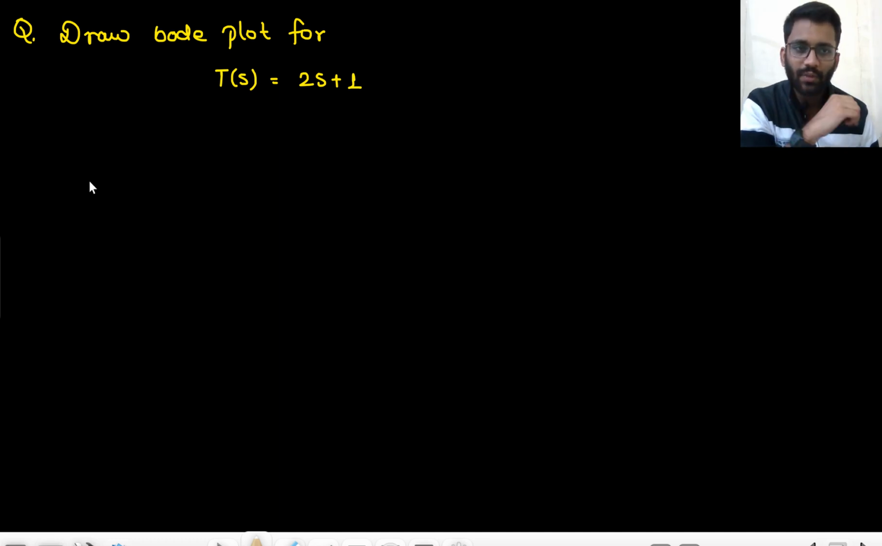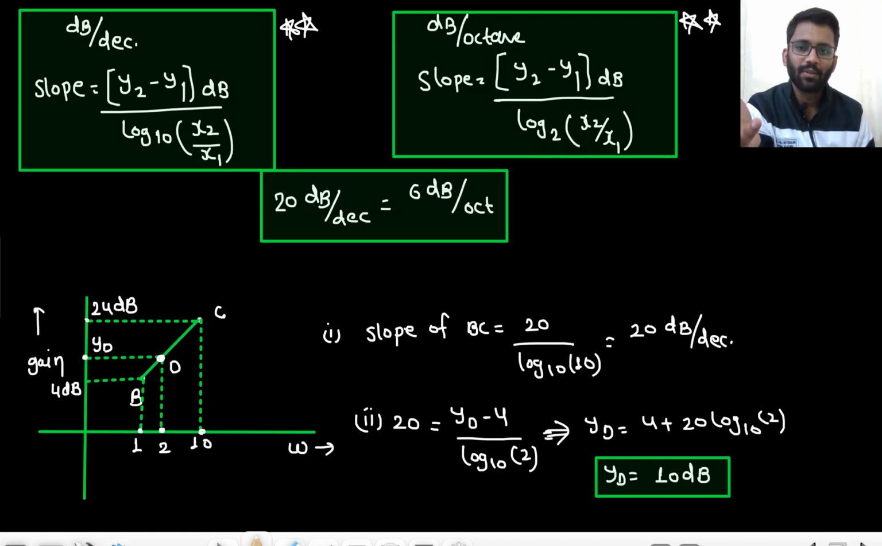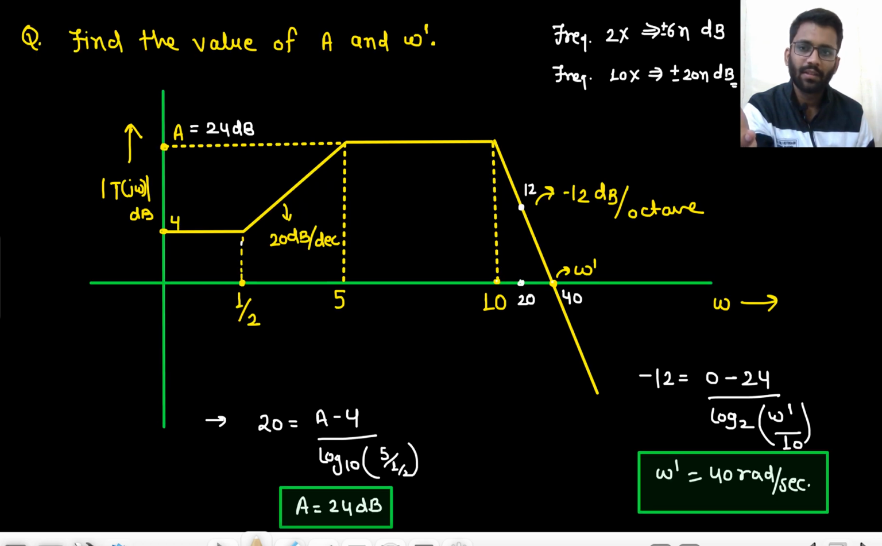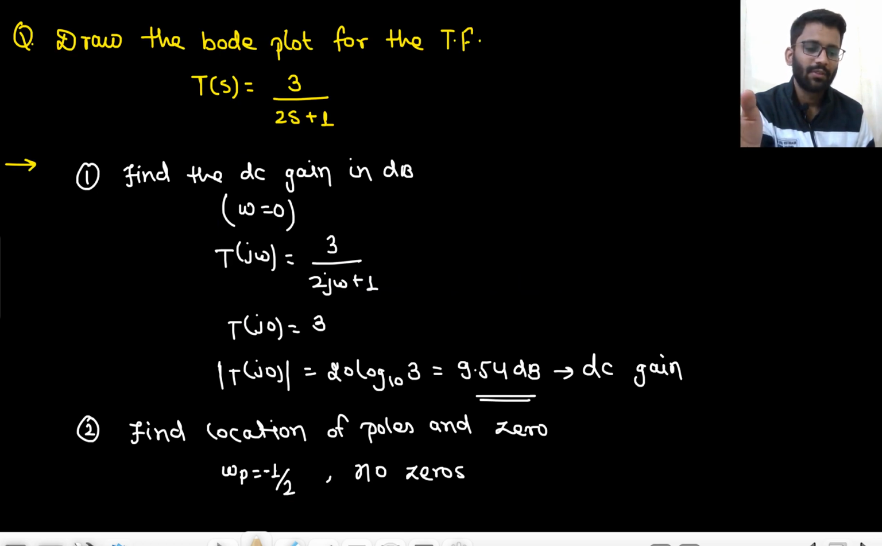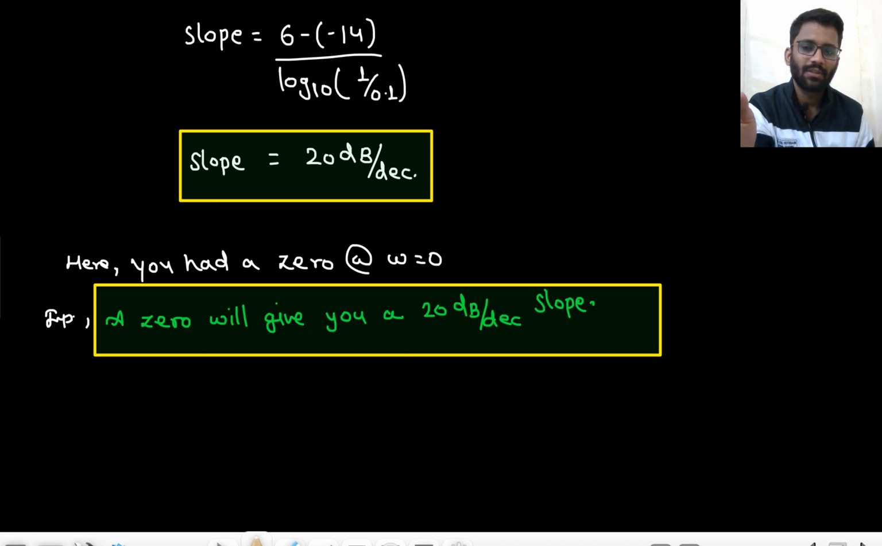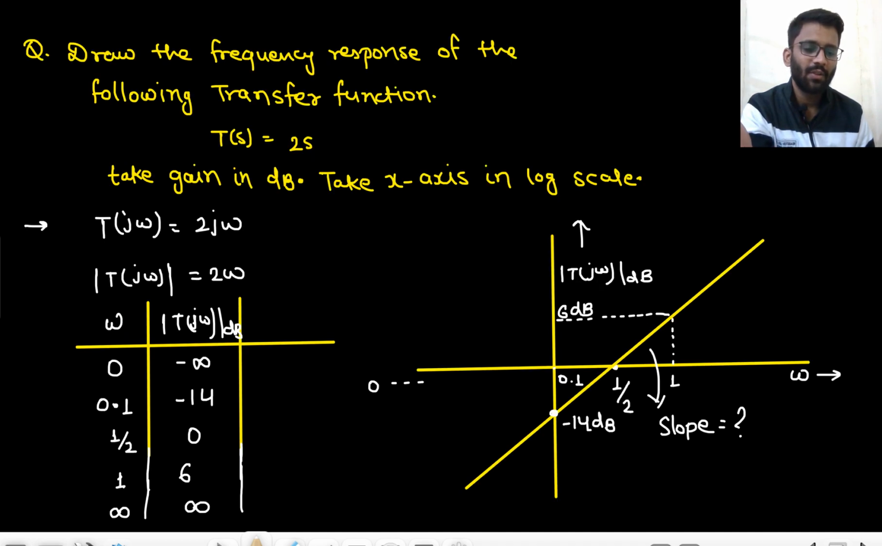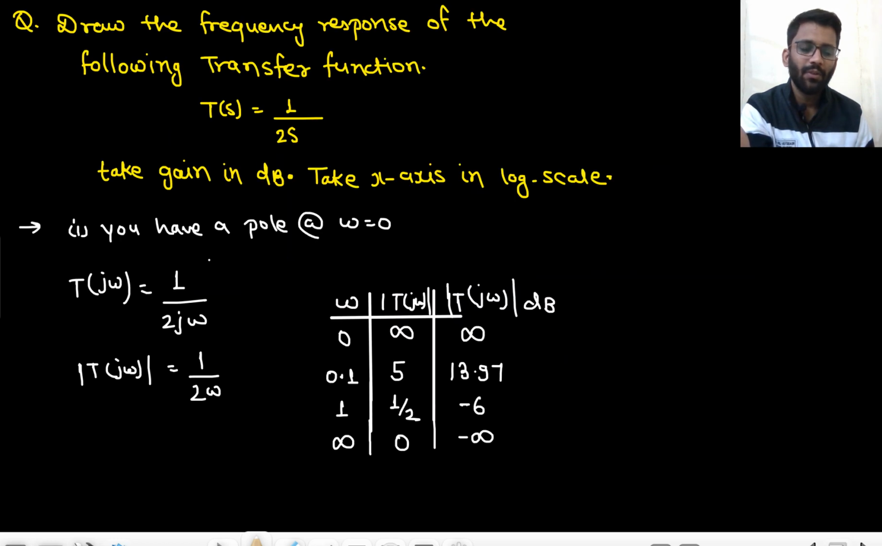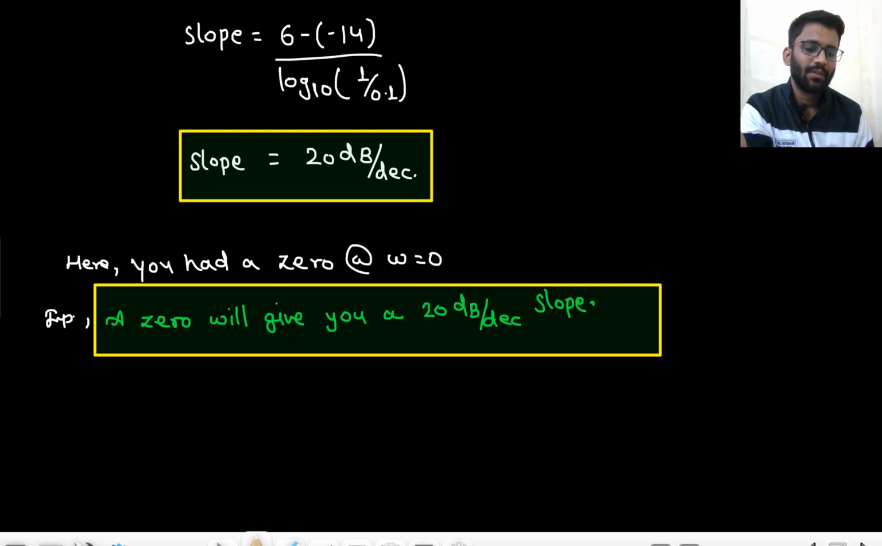Hello everyone. In continuation of the previous video, we are learning how to draw the Bode plot. We have already seen this Bode plot in the previous video, then we solved a question. We have seen the basic concept of Bode plot as well. A zero will give you a 20 dB per decade slope and a pole will give you minus 20 dB per decade slope.